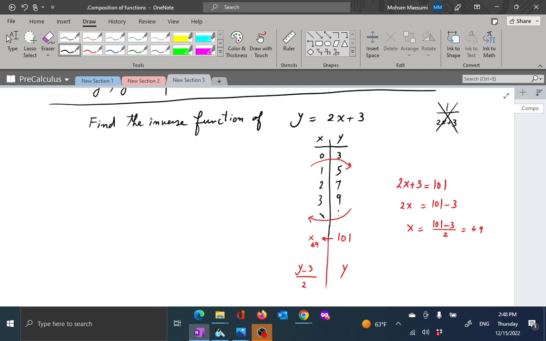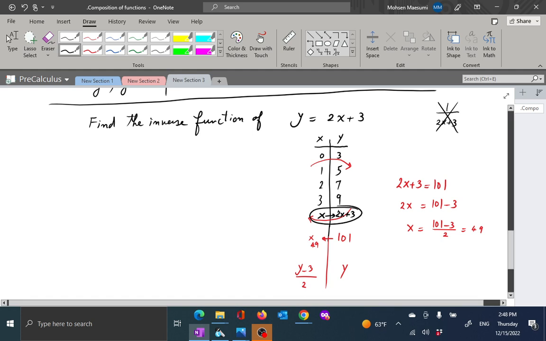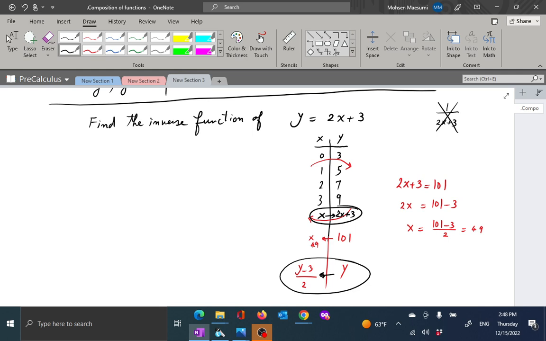If you have x here, you go to 2x plus 3. That is your function. If you have y, you go backward and then you get y minus 3 over 2. If you want to call this one f, call this one f inverse, or you want to call this one g, call that g inverse, or whatever.